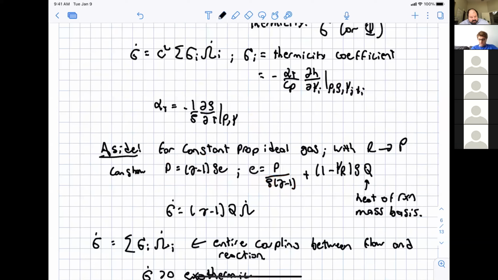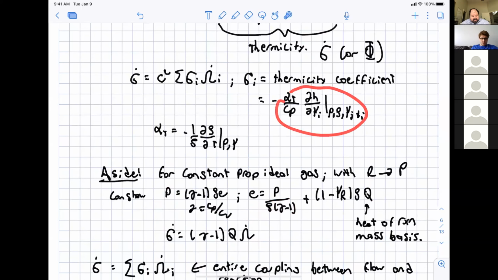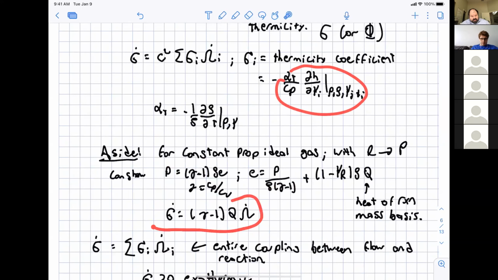Okay, and then using this, you can show that the thermicity is equal to gamma minus 1 times the heat of reaction times the chemical reaction rate. Gamma is Cp over Cv. So you can show that all these nasty derivatives, for an ideal gas with constant properties, basically become a fairly nice expression. All you need to complete it is a chemical reaction model.